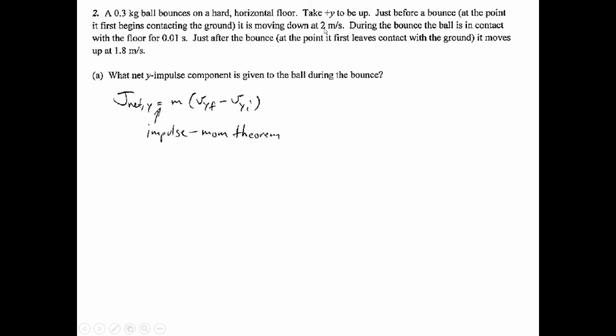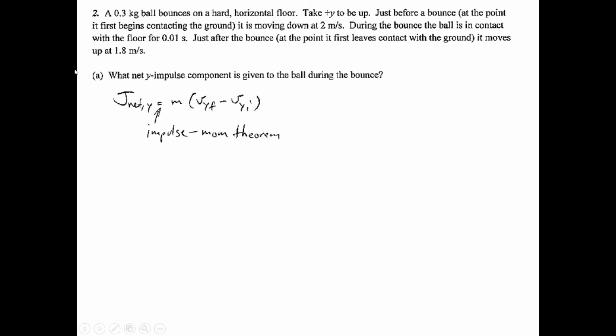Object moving down at 2 meters per second just before contact, contacts for 1/100th of a second, and then leaves at 1.8 meters per second. What's the net y impulse component given to the ball during the bounce? Well, that's from two different sources. There is a contact force pointing upward that is giving a positive impulse to the bouncing ball, but the weight force is pulling down on the ball, so it's giving a negative y impulse.